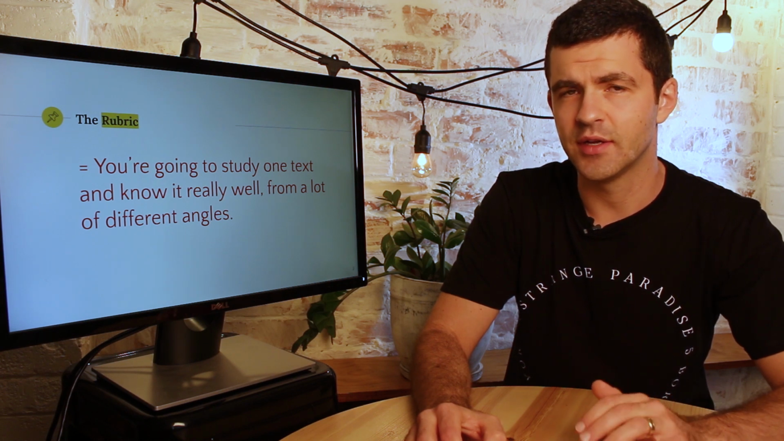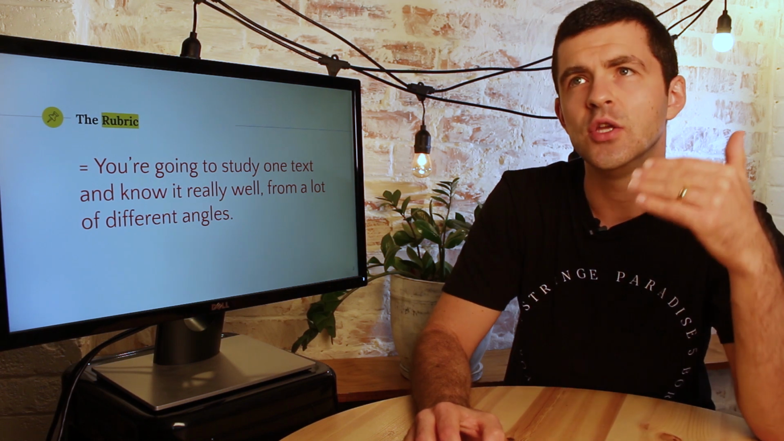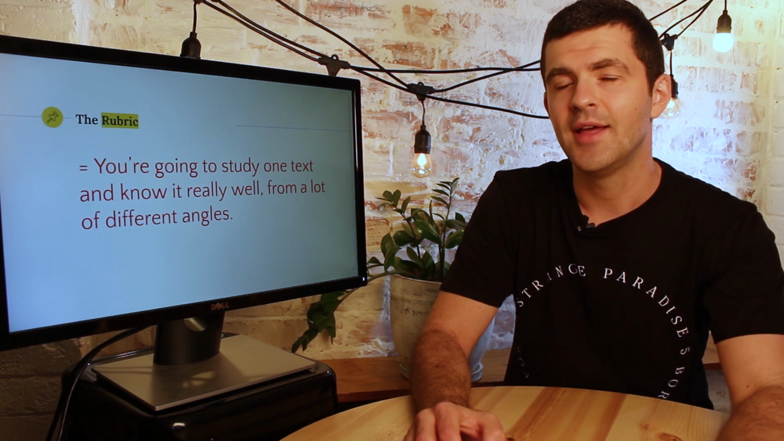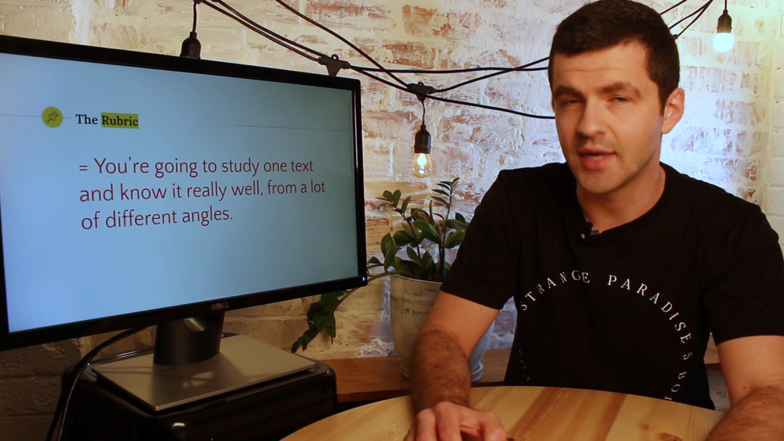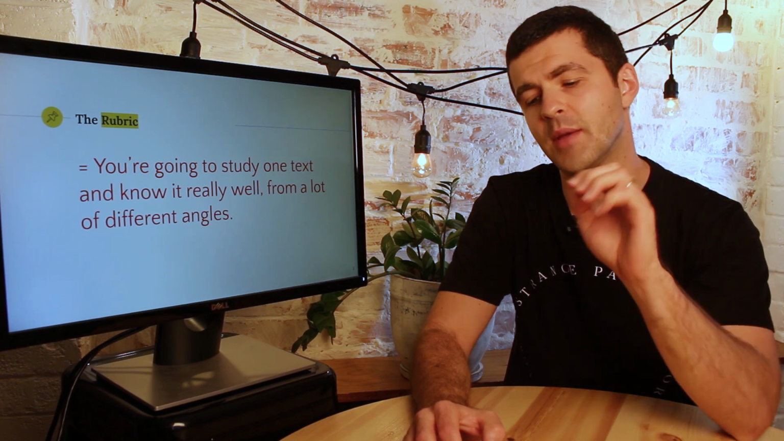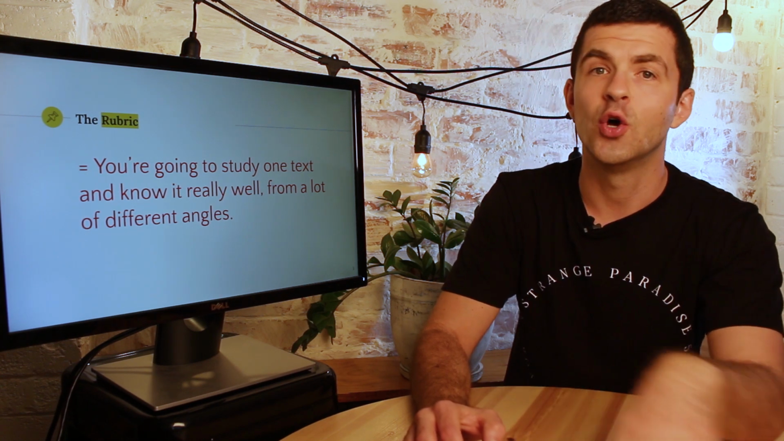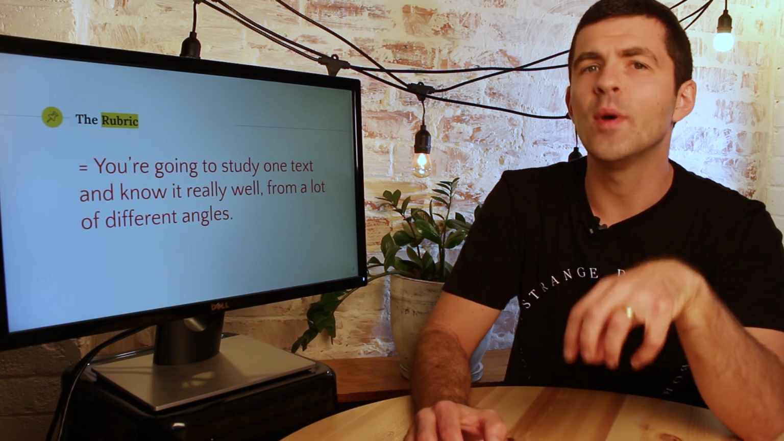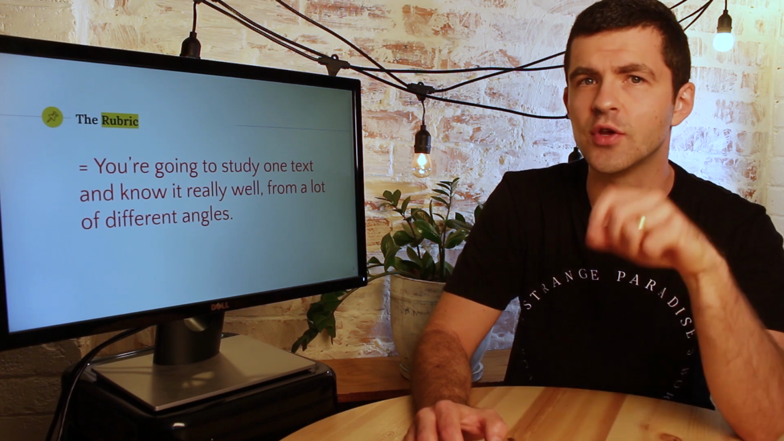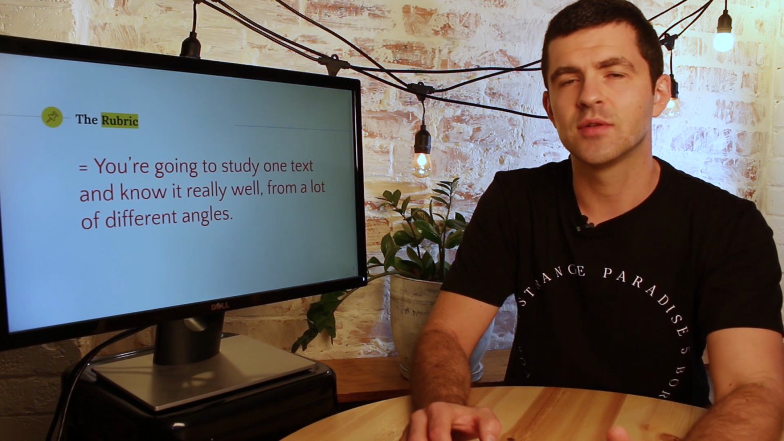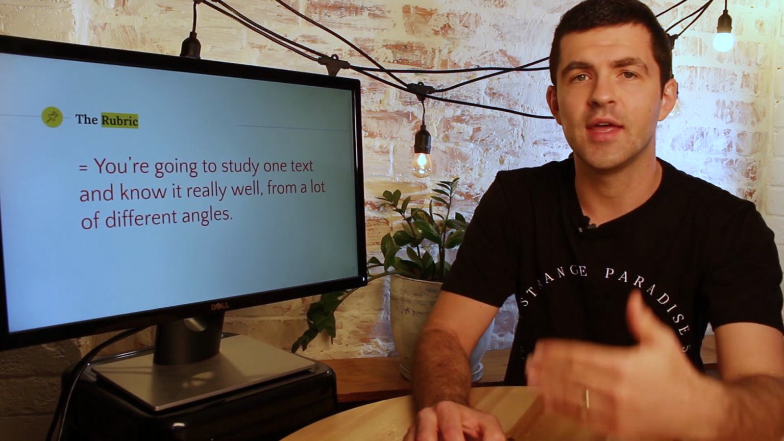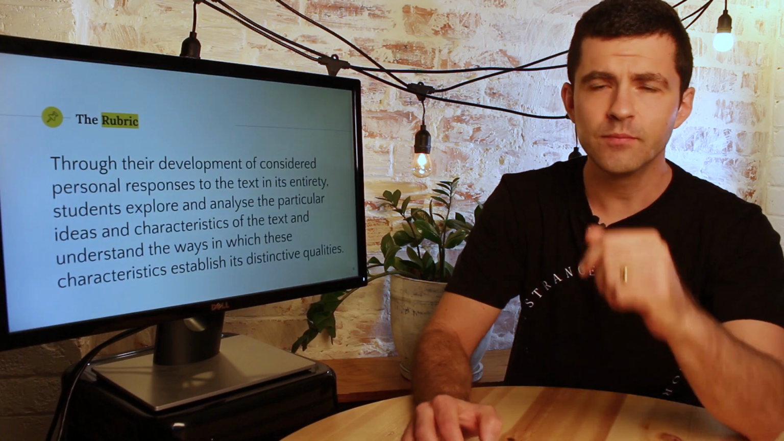Because NESA is assuming that you know the text really well, they could pick out a particular scene, a particular moment, and get you to talk about that, or they could pick a particular theme, or a character, or an idea, and it's not always going to be obvious straight away. So you need to know the text well enough that you can write about it based on someone giving you a topic to think about and write about.